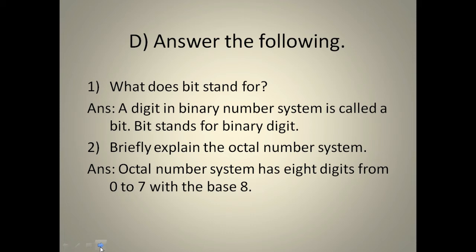Question 2, briefly explain the octal number system. Answer, the octal number system has 8 digits from 0 to 7 with the base 8. So octal means 8, so it has 8 digits, that is 0 to 7. So this is question number 1 and question number 2. Here answers are also given, so simply you need to copy this in your textbook.